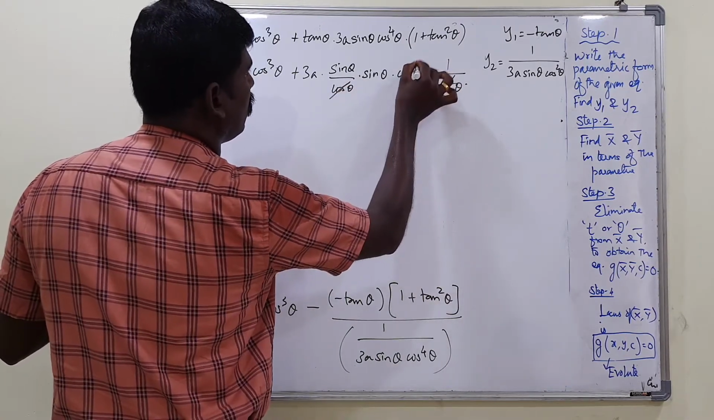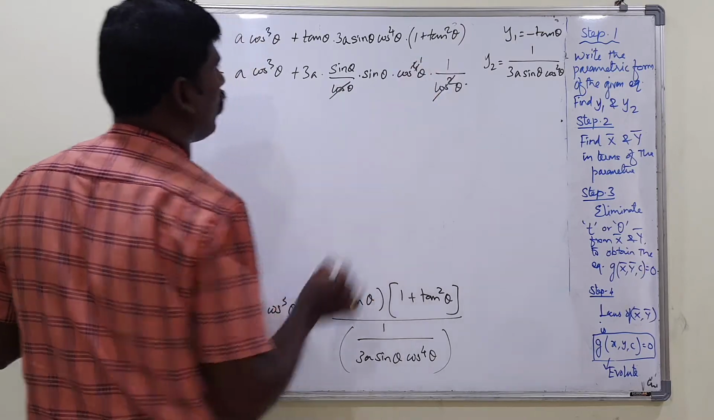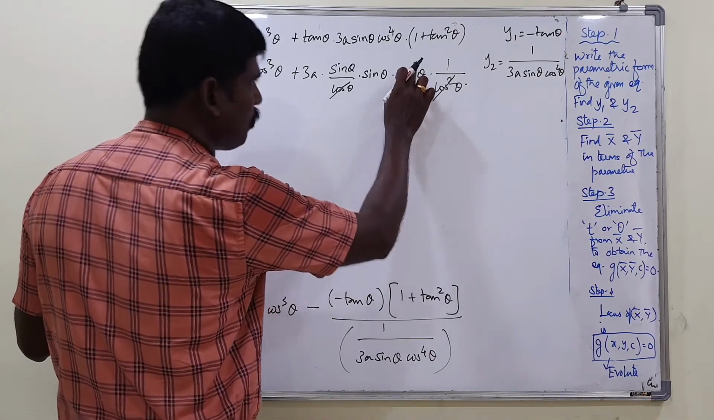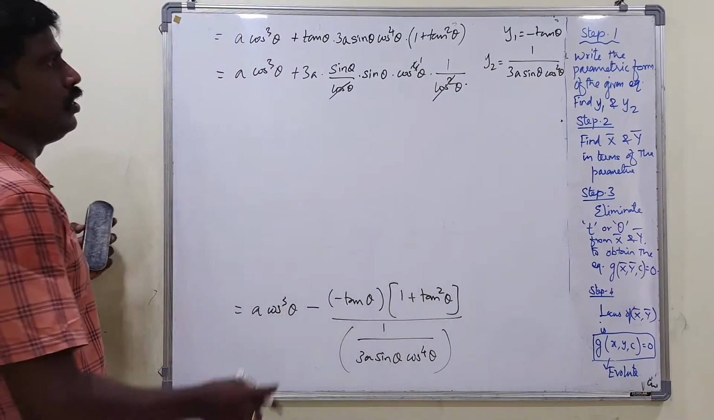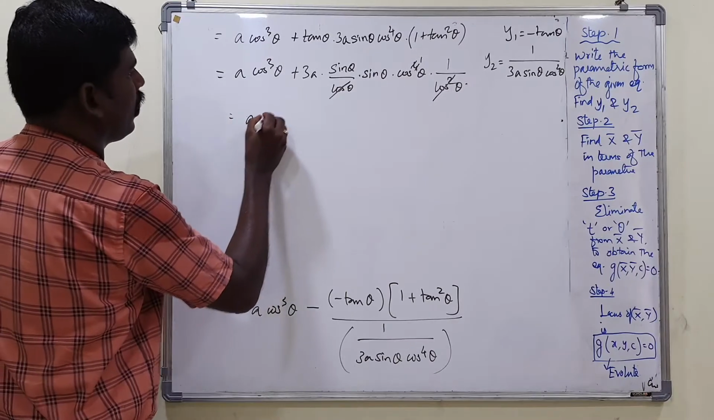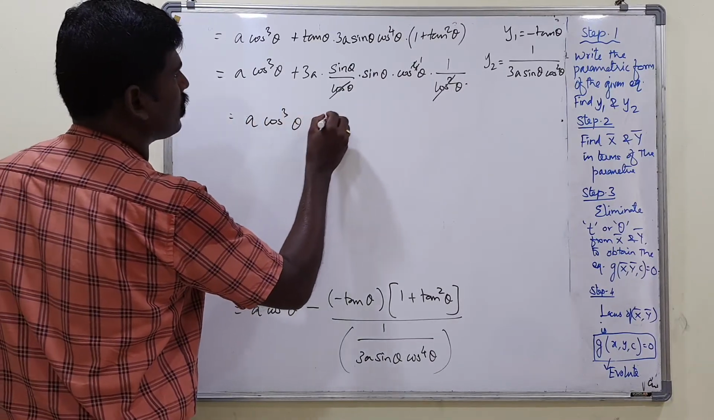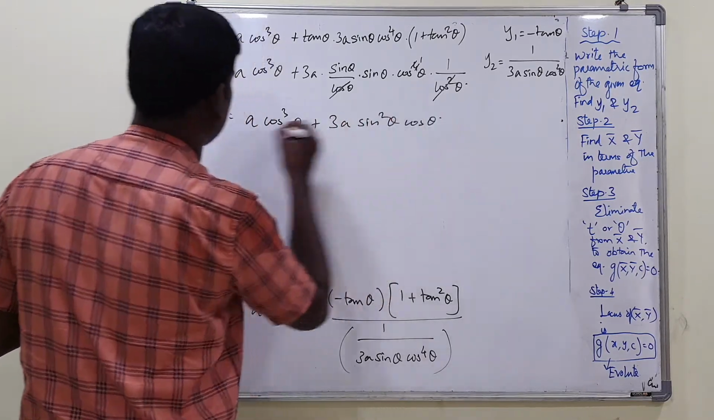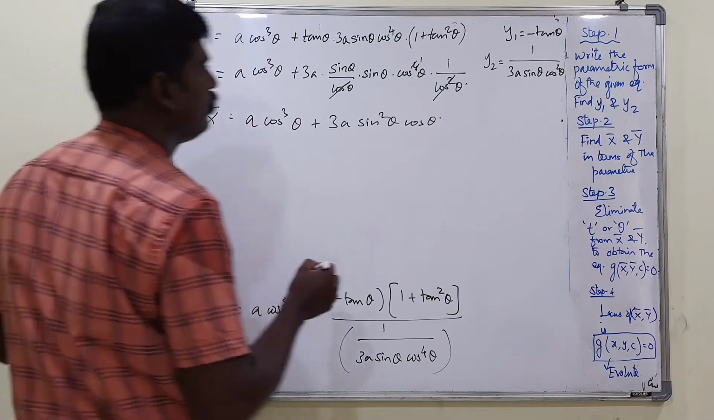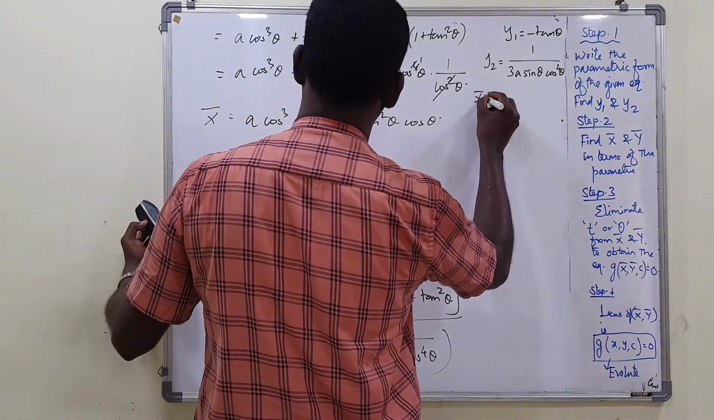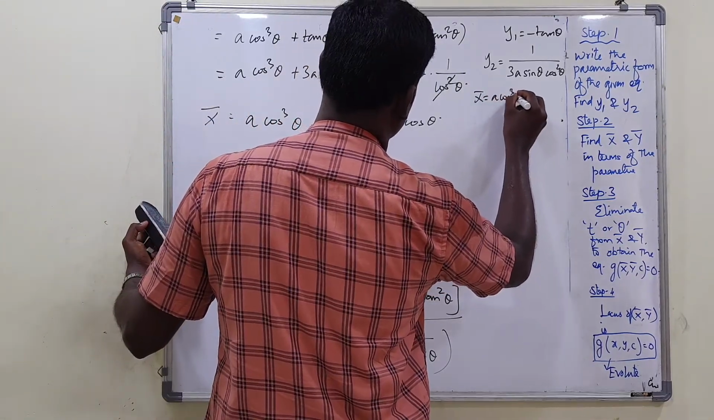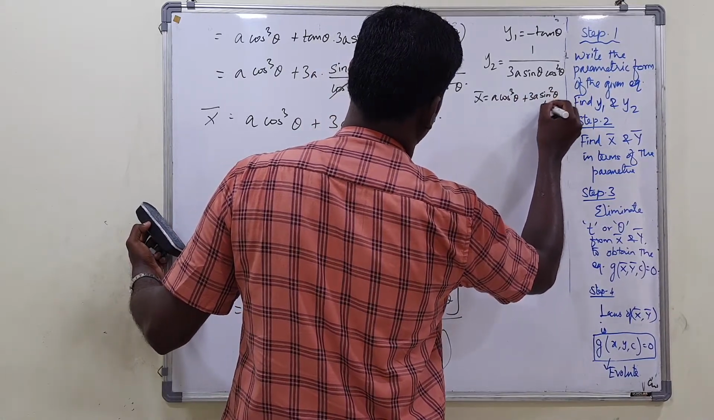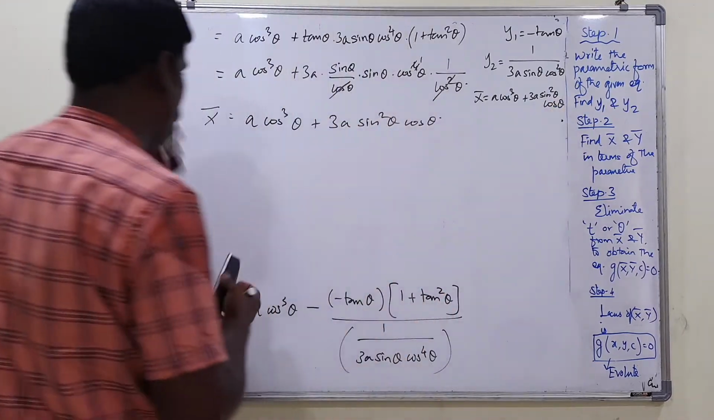So I can cancel this cos square and cos cube. Totally cos cube theta. We can cancel this cos⁴θ. So our 1 is remaining. Its denominator is cos cube theta. I cancel that cos cube theta with cos⁴θ. Cos theta is remaining in the numerator. So a cos cube theta plus 3a sin square theta cos theta is the value of x bar. Okay, what is x bar? A cos cube theta plus 3a sin square theta into cos theta is the value of x bar.